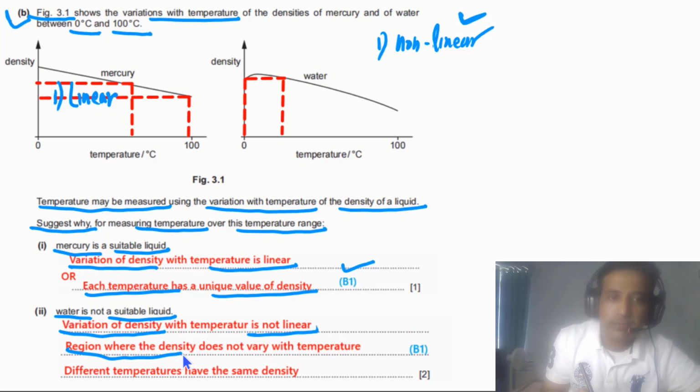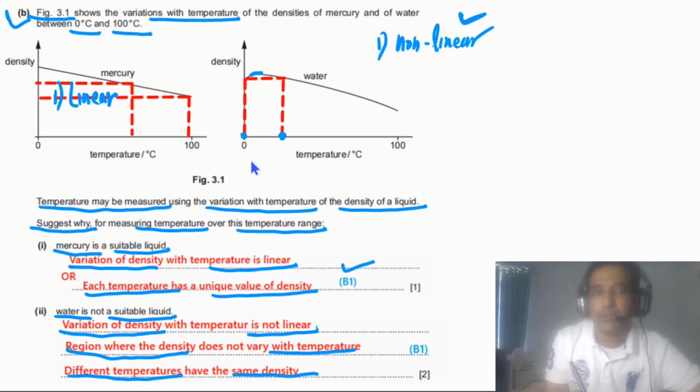Region where the density does not vary with temperature, meaning at this point density does not vary too much with temperature. So you can also talk about this region. We can also say different temperatures have the same density, as we have mentioned at this point. We have one value of temperature, at this point we have another value of temperature, but the density is the same. So that's the reason water is not a suitable liquid.